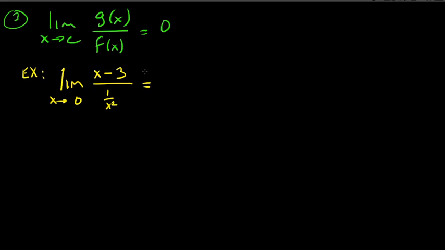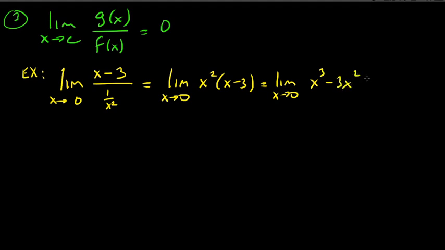The numerator approaches negative 3, which is negative, but it's finite. The denominator approaches infinity. So the whole thing then should approach 0. And there's a much easier way to see that. If you're dividing by 1 over x squared, you're really multiplying by x squared. So by simplifying this, you just get x cubed minus 3x squared. And as x is approaching 0, you just get 0 minus 0, which is 0.